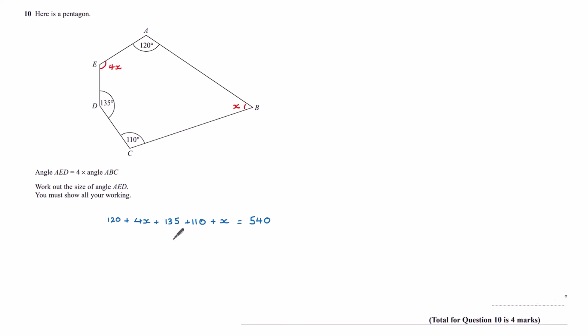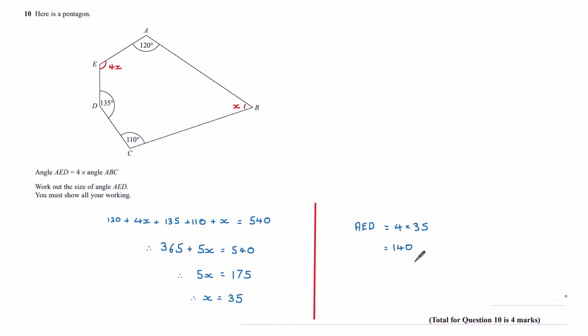But knowing they must add up to 540, I can write the following. 120 plus 4x plus 135 plus 110 plus x is 540. And if I simplify this, that is 365 plus 5x is equal to 540. Subtract 365 means that 5x is equal to 175, and then dividing by 5, x is equal to 35. Now the angle I want is AED, and AED is 4x, so that's 4 lots of 35, which is 140 degrees.